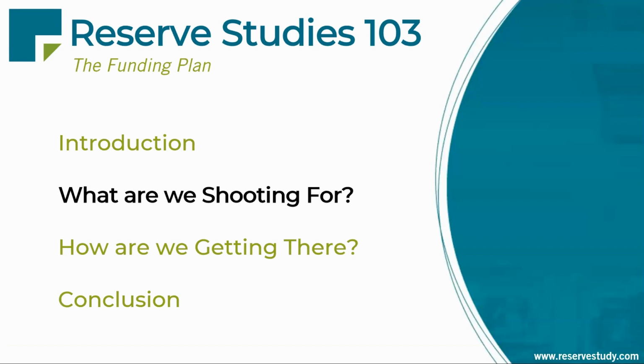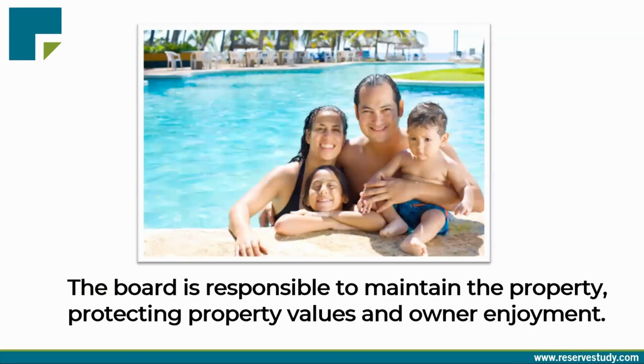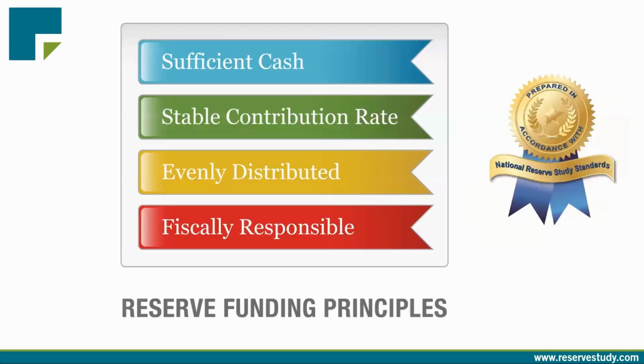So, what are we shooting for? What are we trying to accomplish today? It's important to start with the big picture. The board is responsible to maintain the property, the common areas, and that's usually clearly stated in the governing documents. Doing that yields owner enjoyment and maximized property values, and both of those are very good things.